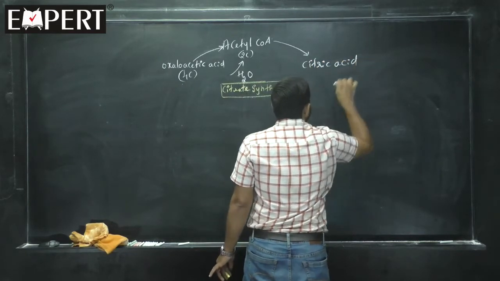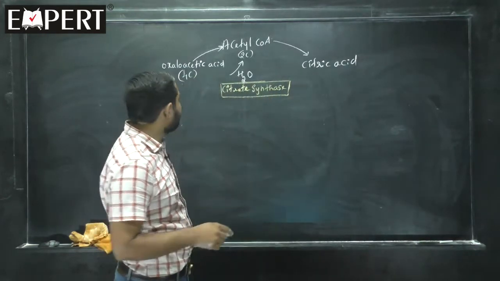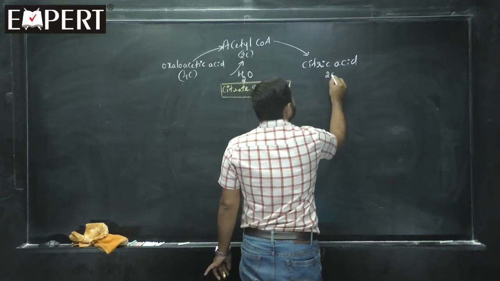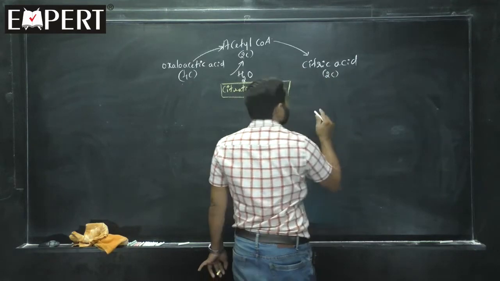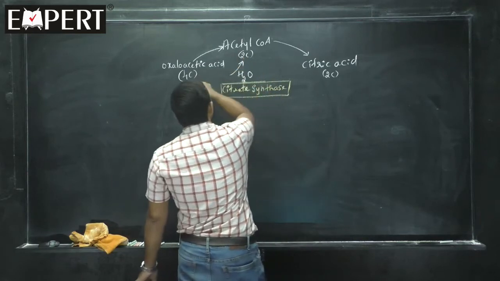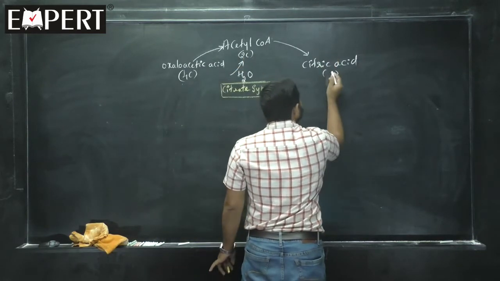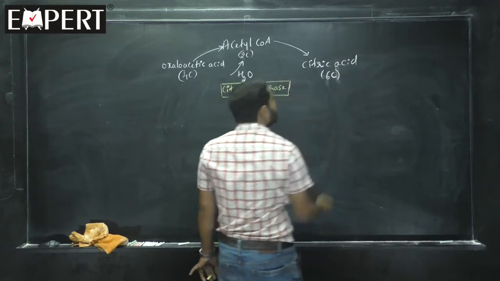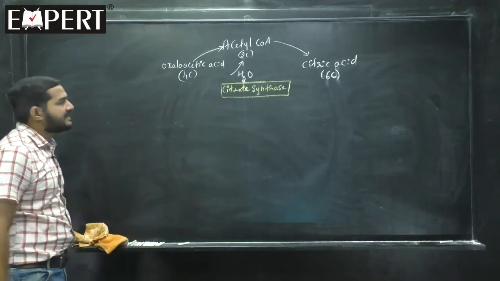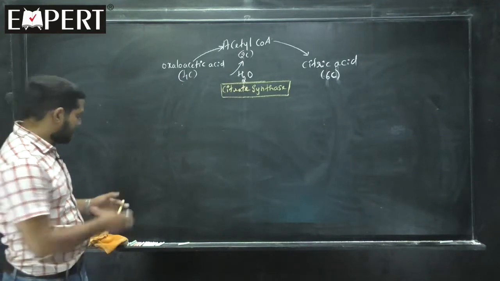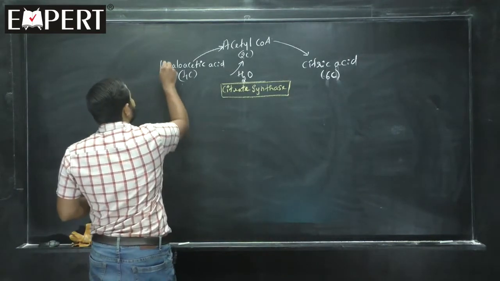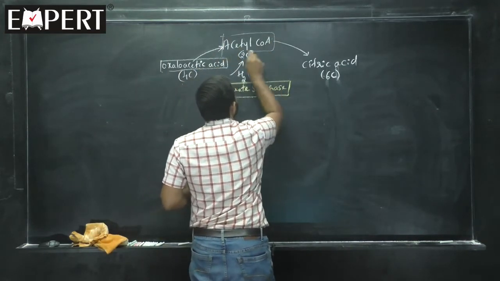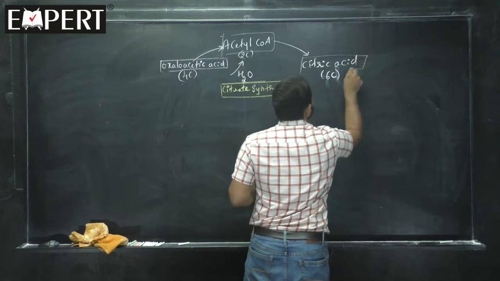Can I write citric acid as citrate also? Yes, I can. The product called citric acid has how many carbons? 4 plus 2, how many carbons, tell me? 6 carbons. The first stable product, citric acid, has 6 carbons. A 6-carbon chemical has been formed. Clear, students? Oxaloacetic acid, acetyl-CoA, and the product is called citric acid.